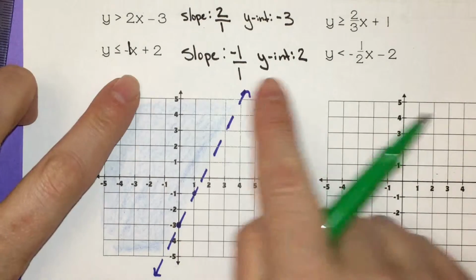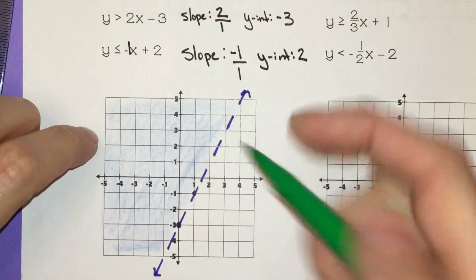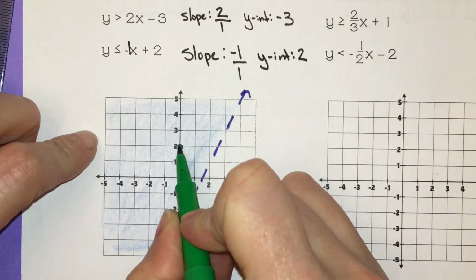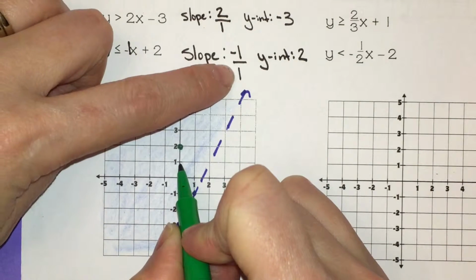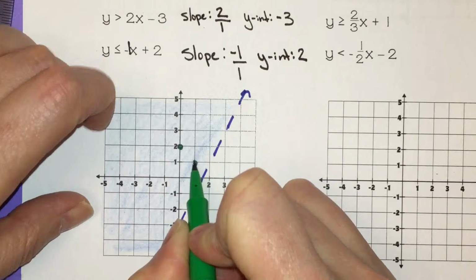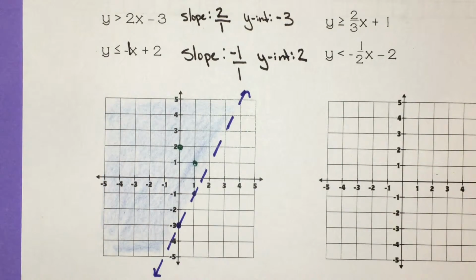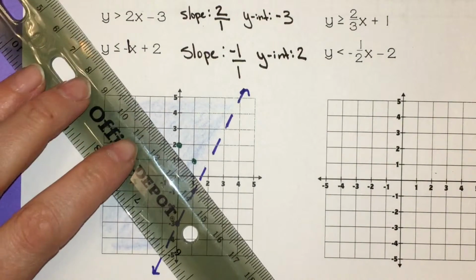Okay, so this graph will go through my y-axis at 2. The slope is -1, so down 1, over +1 to the right 1. And its y is less than or equal to. Because it's or equal to, it is a solid line.